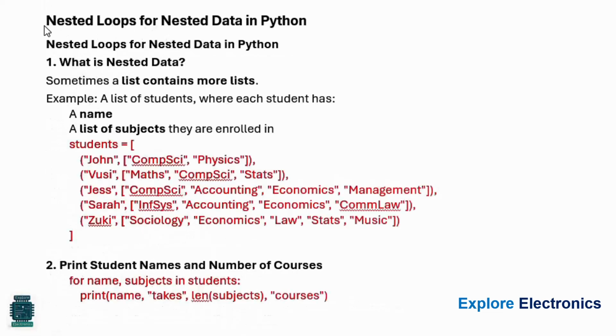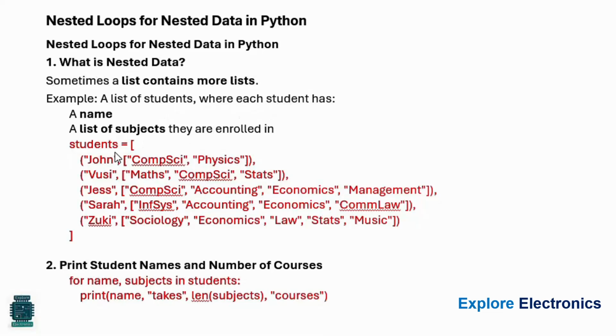And the last concept in this video is nested loops for nested data in Python. What is nested data? Sometimes a list contains more lists. Like this I have given in the example. A list of students where each student has a name and a list of subjects they are enrolled in. Let us see. It is the list of students.